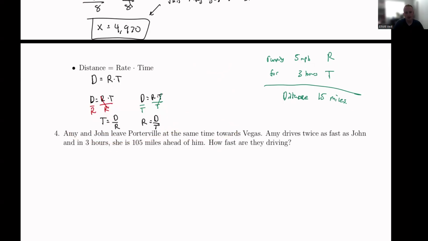So we have a problem here. Amy and John leave Porterville at the same time towards Vegas. Amy drives twice as fast as John. In 3 hours, she is 105 miles ahead of him. How fast are they driving?